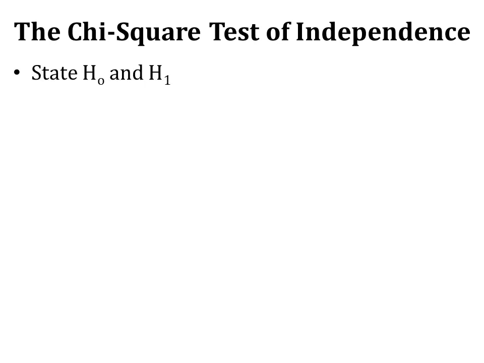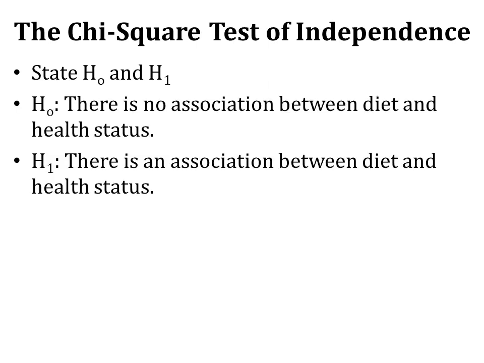So what is our next step? We have to state the null hypothesis and the alternate hypothesis. And these hypotheses are: the null hypothesis is there is no association between diet and health status, and the alternate hypothesis is there is an association between diet and health status. So these are our hypotheses.